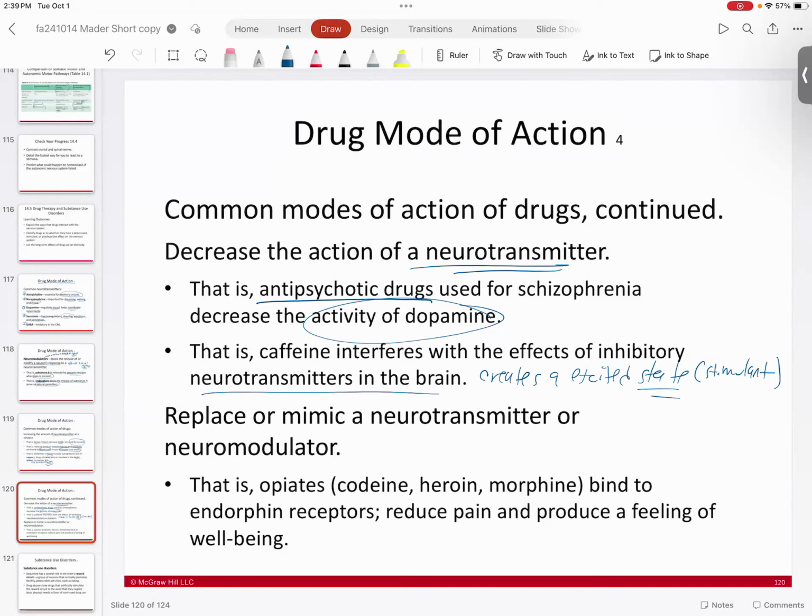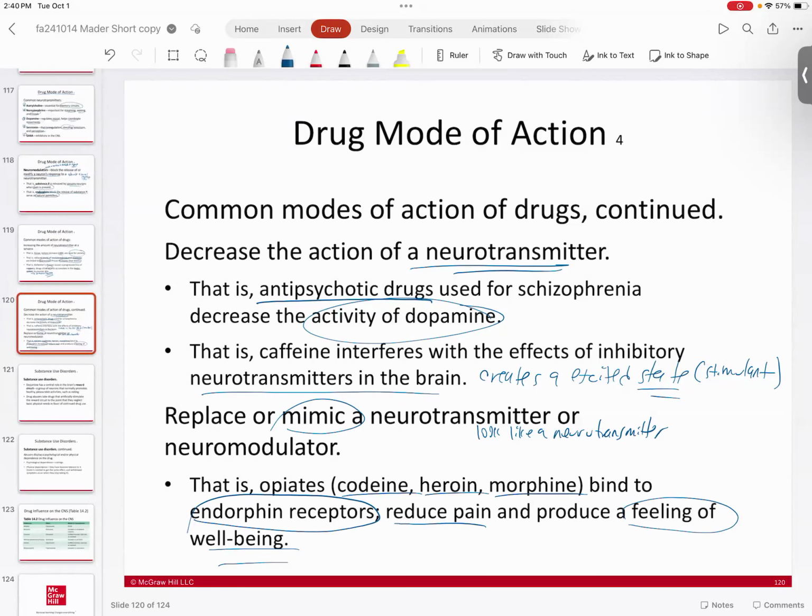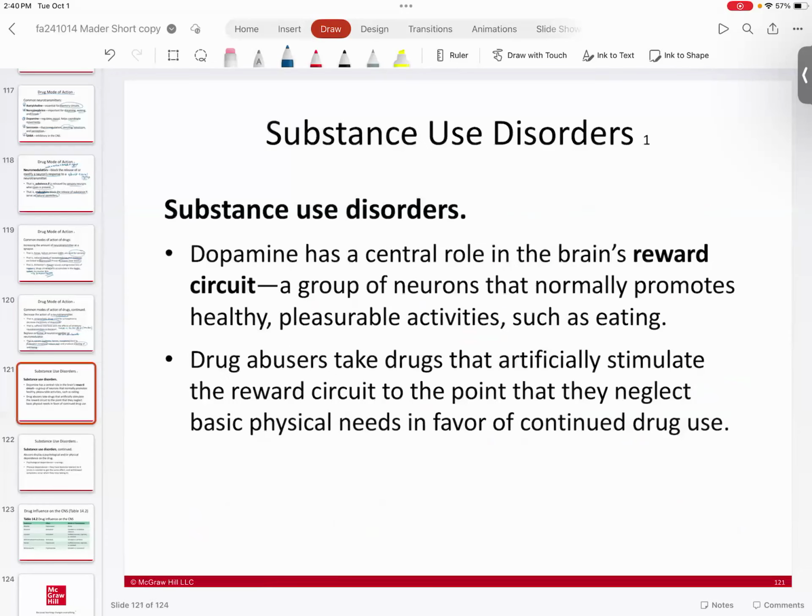And so other ways you can do this is by either replacing or mimicking a neurotransmitter. So basically you look like a neurotransmitter. And so this is like a neuromodulator, for instance, opiates like codeine, heroin, morphine, they bind to the endorphin receptors basically because they look like endorphins. And so what they do is they trigger that endorphin response, they reduce the pain, and they produce those feelings of well-being, which is what becomes addictive to individuals, so-called riding the golden pony, as I've heard some individuals who are a bit more street savvy than me describe it.